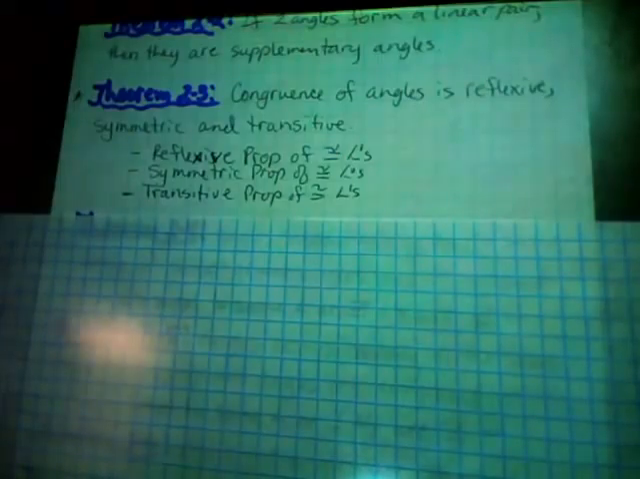So last night you were using the reflexive, symmetric, and transitive properties of congruent segments. Technically you're supposed to have that notation attached to the end of reflexive, symmetric, and transitive. If you're dealing with segments, it would say congruent segments. If you're dealing with angles, it would say congruent angles.